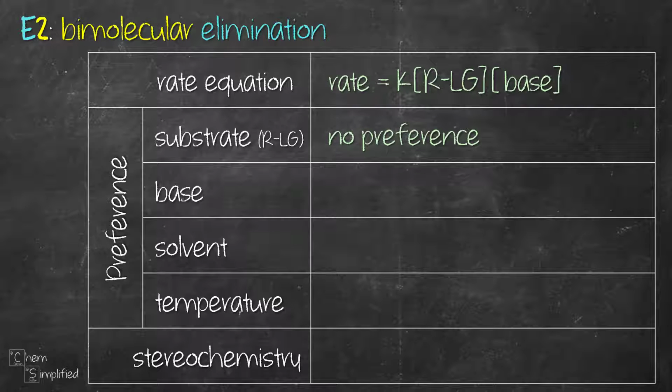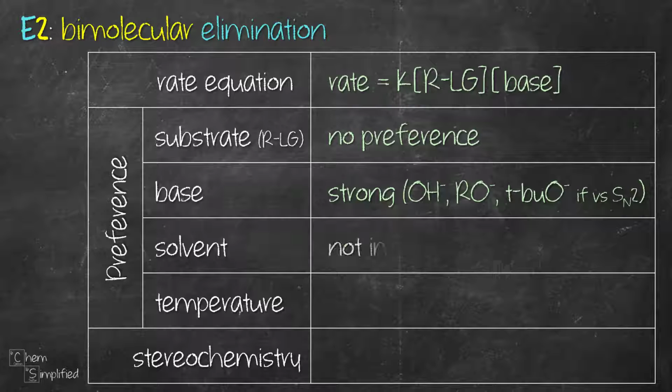There's no preference in terms of the substrate for E2. As for the base, it will want to have strong bases like hydroxide or alkoxide. We can use tert-butoxide, which is a bulky base, if we are competing against SN2. There's really no preference in terms of the solvent. For temperature, it's going to want to go for a higher temperature because higher temperature encourages elimination reaction. This is a key point if we're competing against nucleophilic substitution reaction.